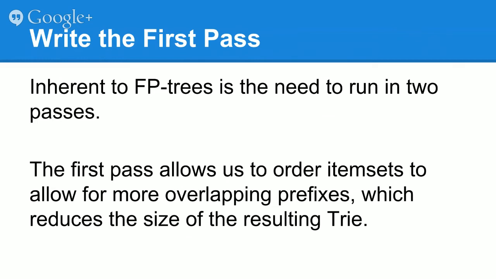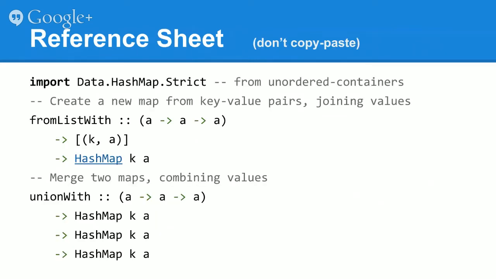So the whole concept is if you move all of those to the beginning of your item set, then it will make your tree a lot smaller. Okay? So these are the functions that I'm using for it. It's from Data.HashMap. I'm not sure if I already imported it. I think I did put that at the beginning.